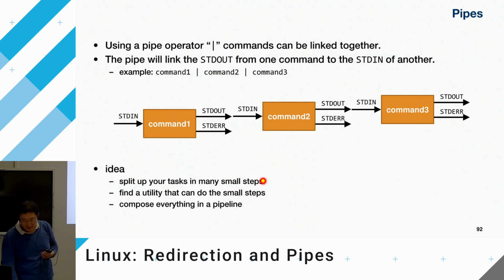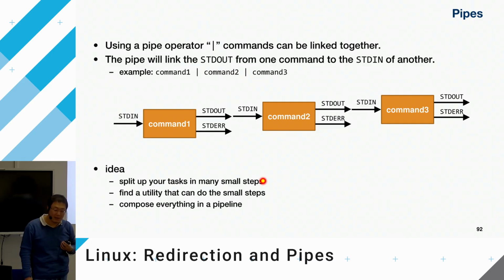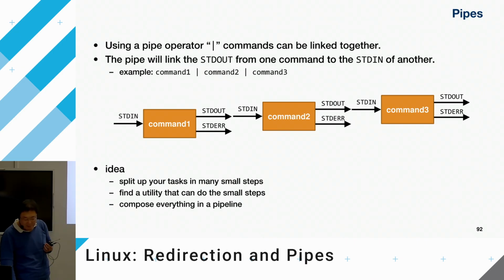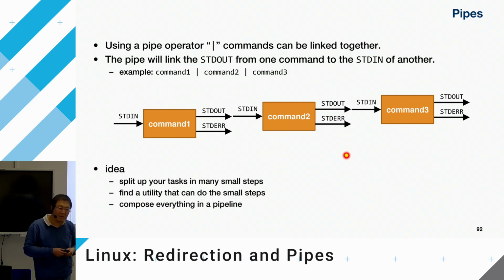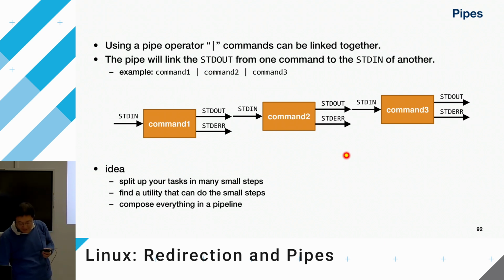Basically, first, split your entire task for your calculation into smaller steps, and then find the best utility that can be used for each small step. And then compose everything together and build up this pipe so that your workflow can run, let's say, automatically. So this is the basic principle.